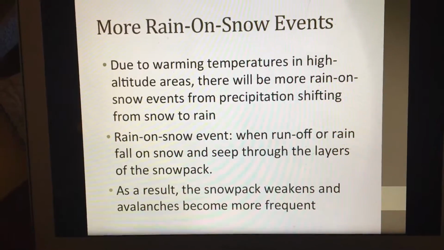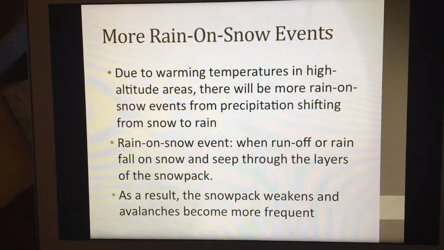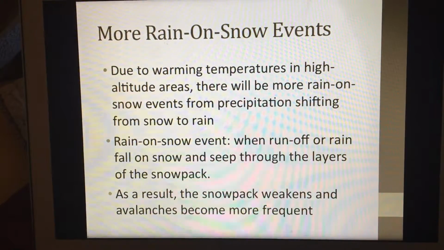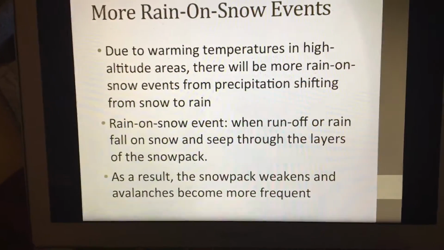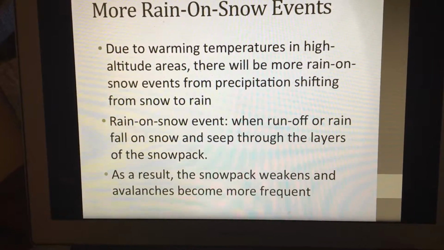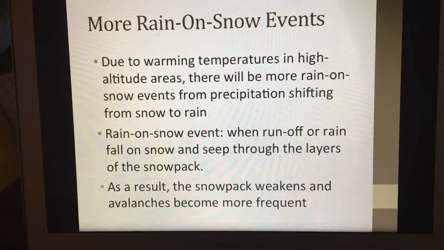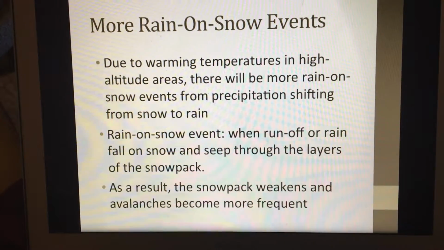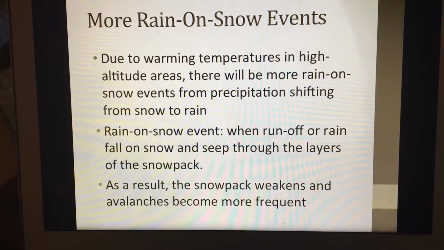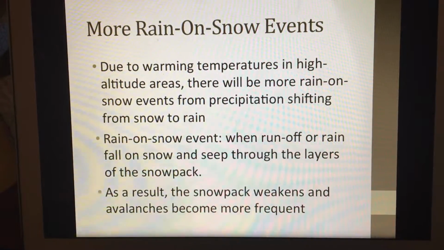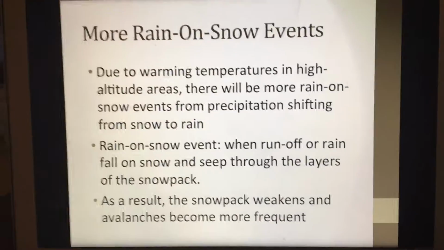One thing that managers are going to have to deal with as a result of climate change are rain on snow events. Due to warming temperatures in high altitude areas, there will be more rain on snow events from precipitation shifting from snow to rain. A rain on snow event is basically exactly what it sounds like. It's when runoff or rain falls on top of snow and seeps through the layers of the snowpack. And as a result, the snowpack weakens and avalanches become more frequent.